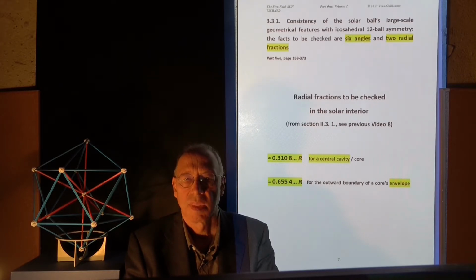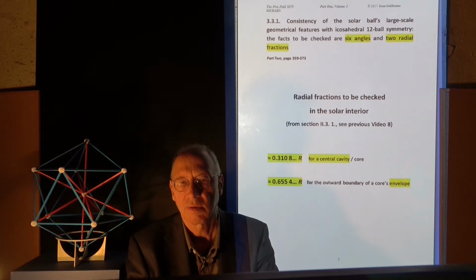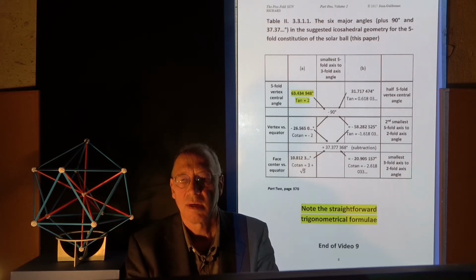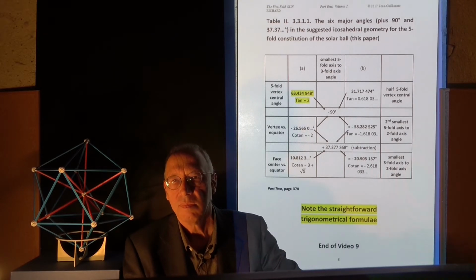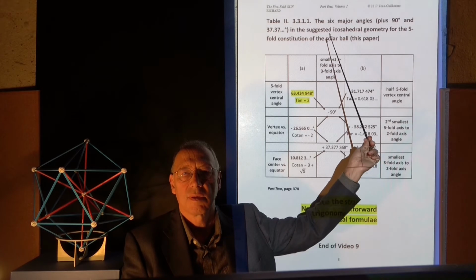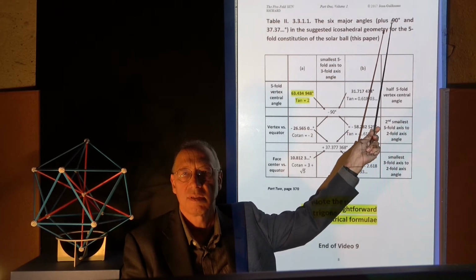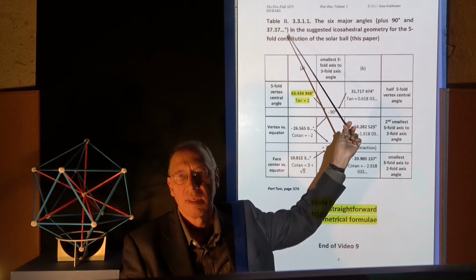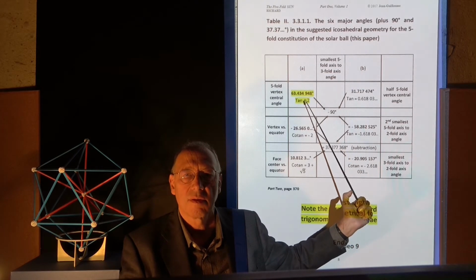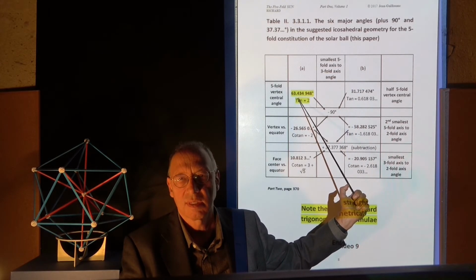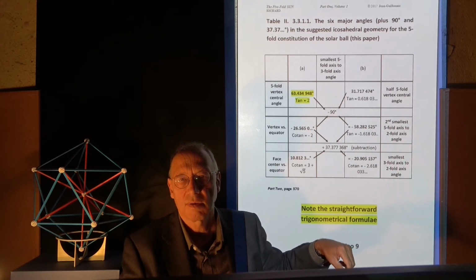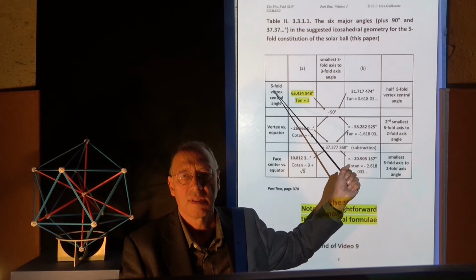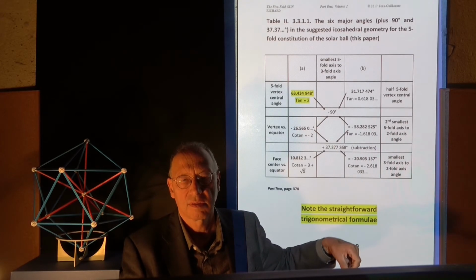solar radius. We now turn to the 6 salient angles in icosahedral geometry that we should find in such an arrangement, and they are as shown in this table. There are 6 major angles plus the right angle of 90 degrees and an angle of 37.37 degrees. We see that the major angle that is first to be stated is the so-called icosahedral central angle. It is found at the fivefold vertex of this solid.